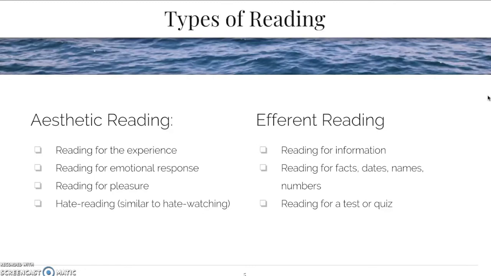When you're reading, there are 2 different types of reading that you might be doing. The first one is aesthetic reading, or reading for the experience. Some people refer to this as reading for pleasure, but I actually prefer to think of it as reading for the emotional response. So when you're reading for fun, or reading because you love to get immersed in the world of literature, that is aesthetic reading.